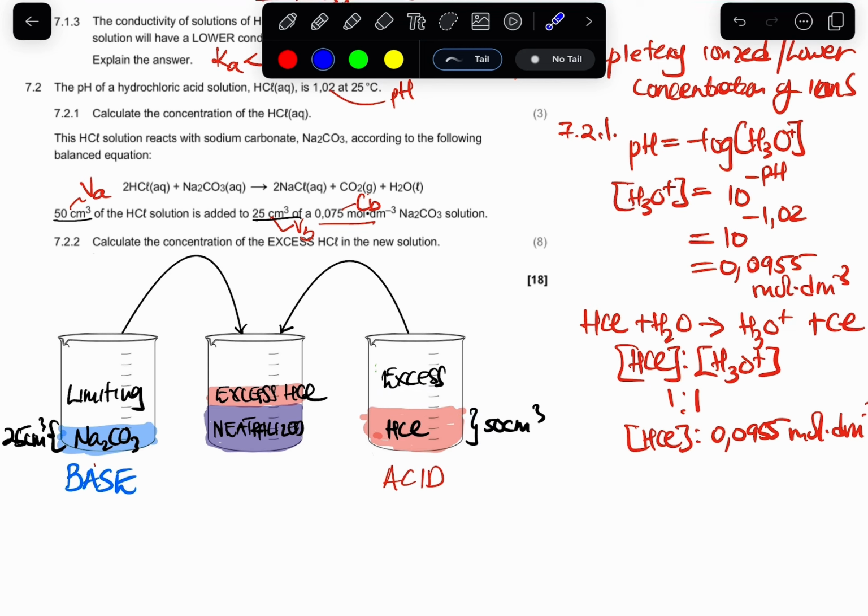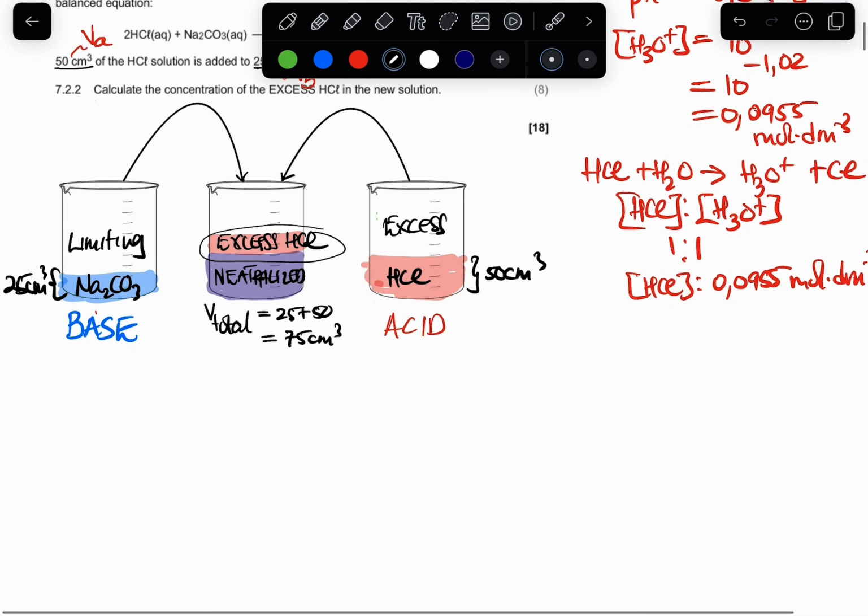Everything from this hydrochloric acid was poured here, and this sodium carbonate was poured here. So that excess is in this solution. Remember, the total volume of this solution will be V total. It will be 25 plus 50, that amounts to 75 cubic centimeter. Now, we want the concentration of that. Guys, this is very important. I'll do this in steps to calculate that. Step number 1, what do we do?